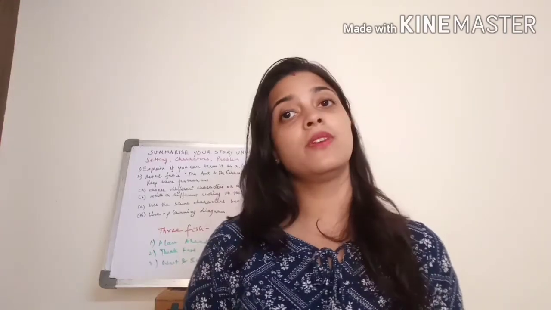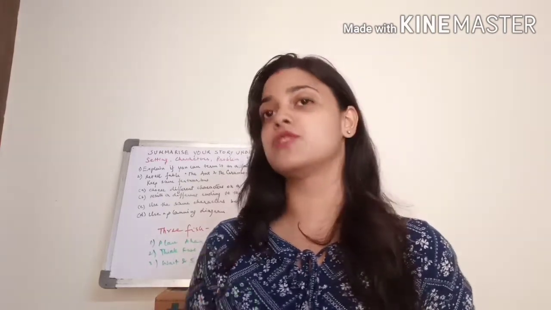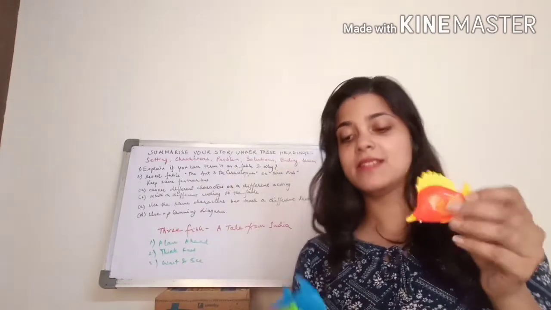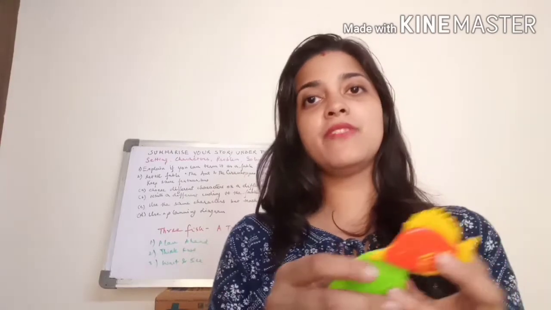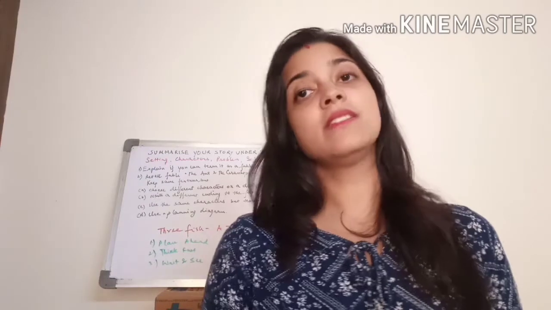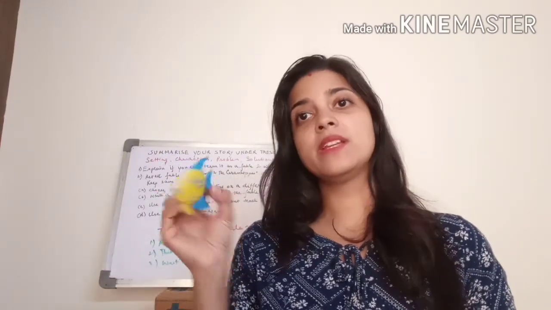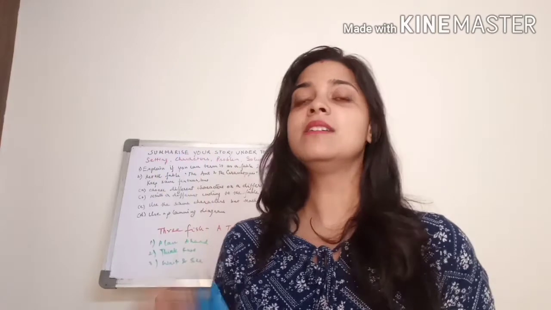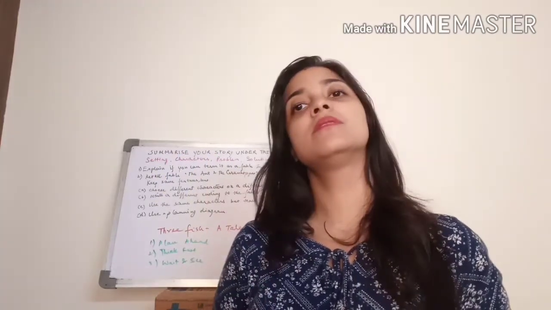Okay, it's time for some fun. I will tell you a story. Okay, the story of three fish. This is a tale from India. Once, in a pond there lived three fish. The first fish, the name of this first fish is Plan Ahead. The second fish is Think Fast. And the third fish, Wait and See. Okay, these are the three fishes. The story is about three fishes.